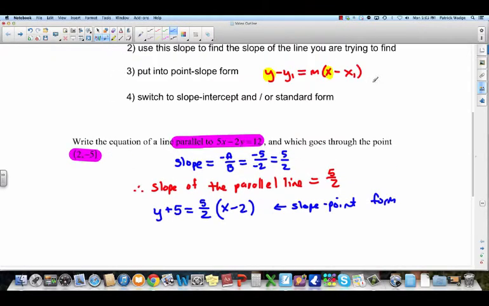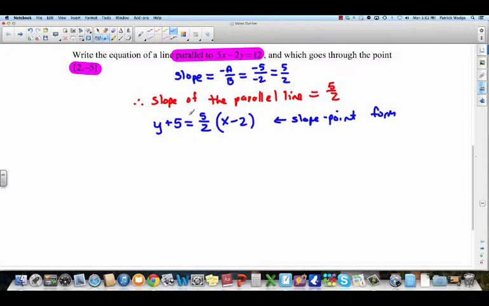So slope intercept form is y equals mx plus b, and standard form is ax plus by equals c. So let's switch it into slope intercept first. So we've got to get the y by itself. So we're going to move that 5 over, but the other thing we have to do is we have to expand this. We have to multiply the 5 over 2 times x and the 5 over 2 times negative 2. Mountains, as I call it. So let's do that first.